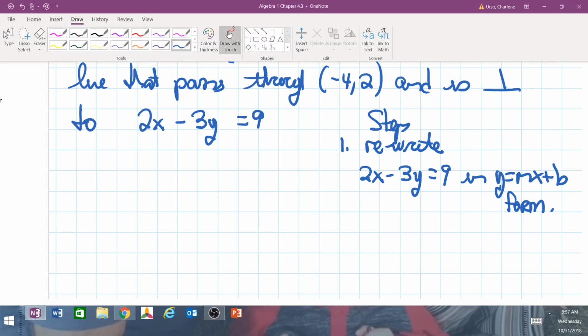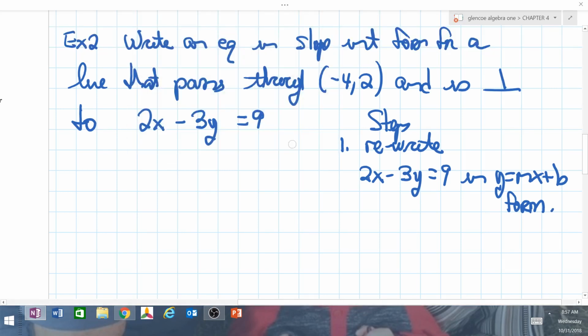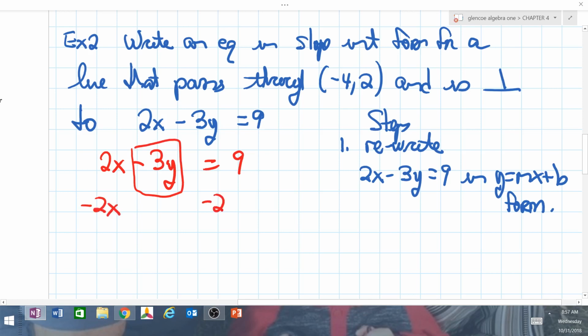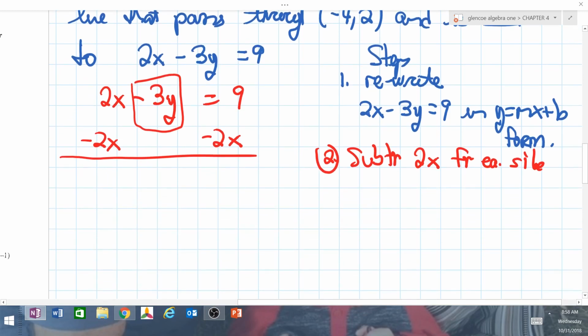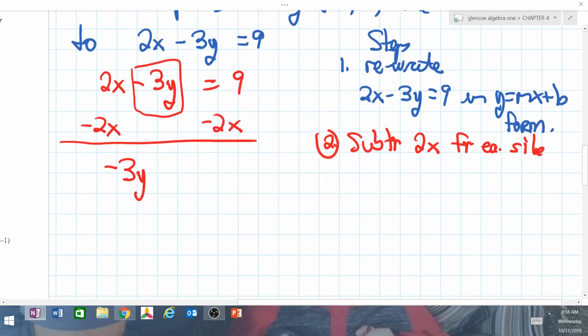So here we go, on our journey to rewrite. I have 2x minus 3y equals 9. I want to solve this equation for y, so I'm going to subtract 2x from each side. Does that make sense? Okay, so now I have negative 3y equals negative 2x plus 9.